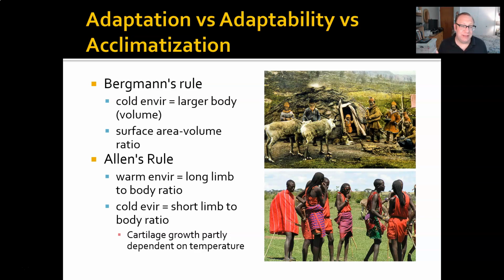Allen's rule, on the other hand, says in warm environments, you will see people like the Maasai down below. Those are Sami people from Norway. You probably didn't know there were indigenous people in Norway. These are the Sami. And it's obviously an old picture from 1900, but this is their traditional way of life. You can see, unlike the Maasai, they have relatively short legs compared to their body size. The Maasai have very long legs to their body size, to their torsos.